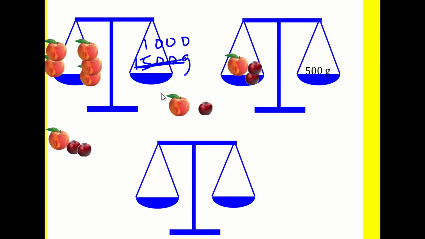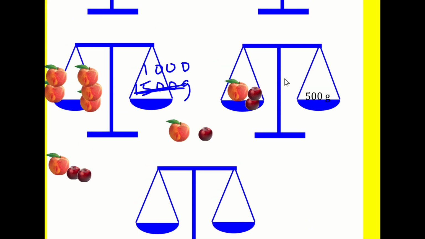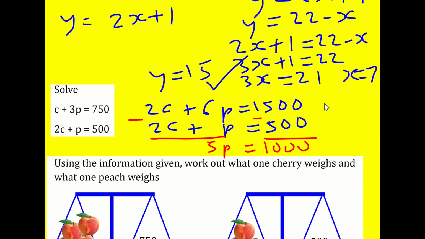So yeah, I'm not going to use this last set of scales because basically I've done it visually here, I can now work out what P is. I can divide 1,000 by 5 and P is going to be 200. I can then substitute it back in. So I've got 2 cherries must equal 300 because I've got 200 here, so I minus that. And then C is going to be 150. And those are my answers.